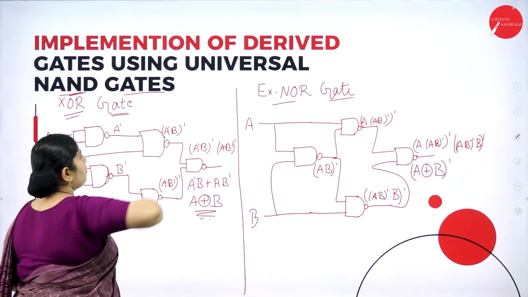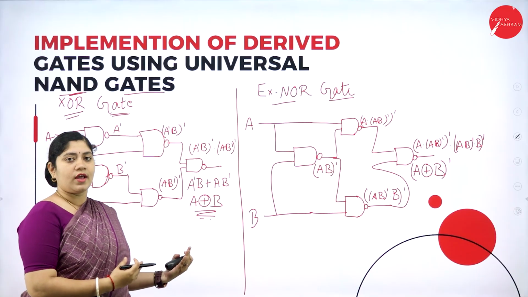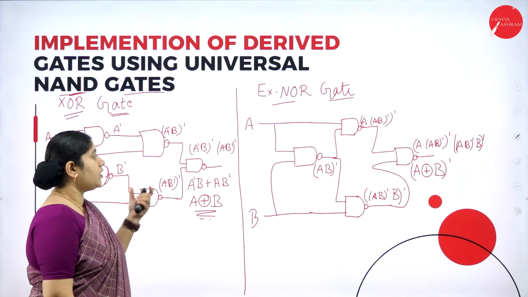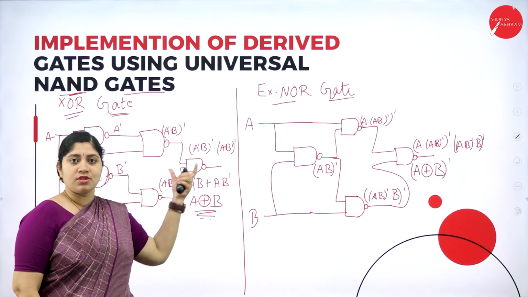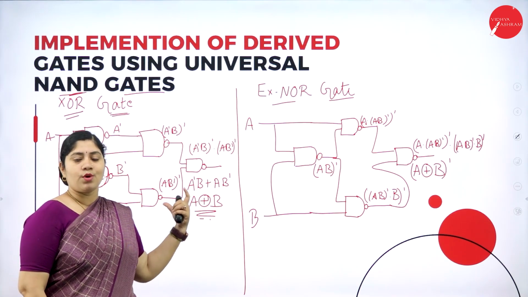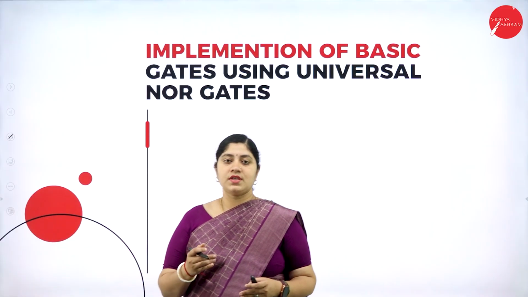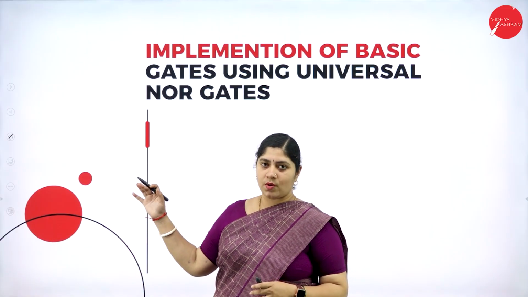So I believe you can understand now why the NAND gate and the NOR gate are also called universal gates. You can implement everything, starting from the basic gates towards the derived gates as well. So that's the ease of a universal gate. Now let's see how the basic gates are implemented using a NOR gate.